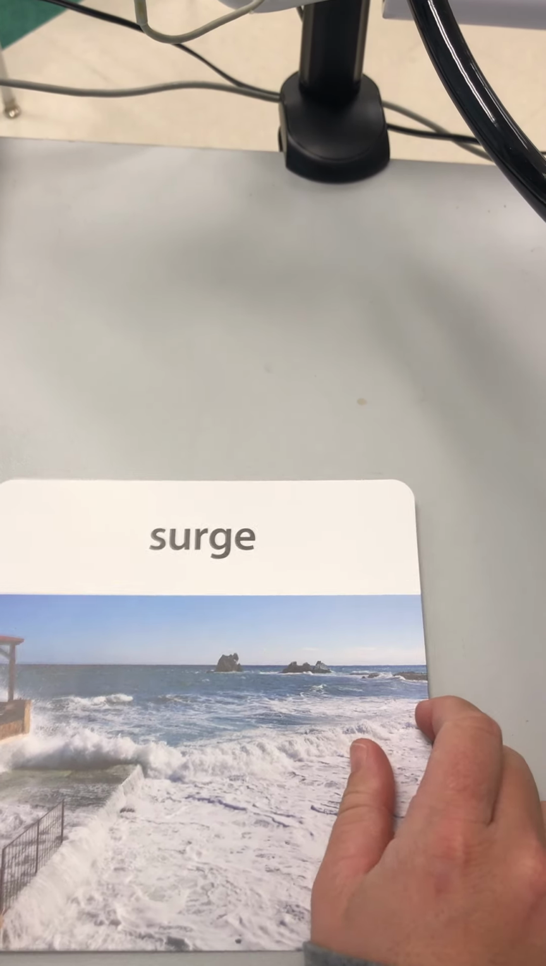So we are going to start by looking at some new words. There's only three of them for today. And then I think later in the week, we will look at a few more. So our first word we're looking at is surge.